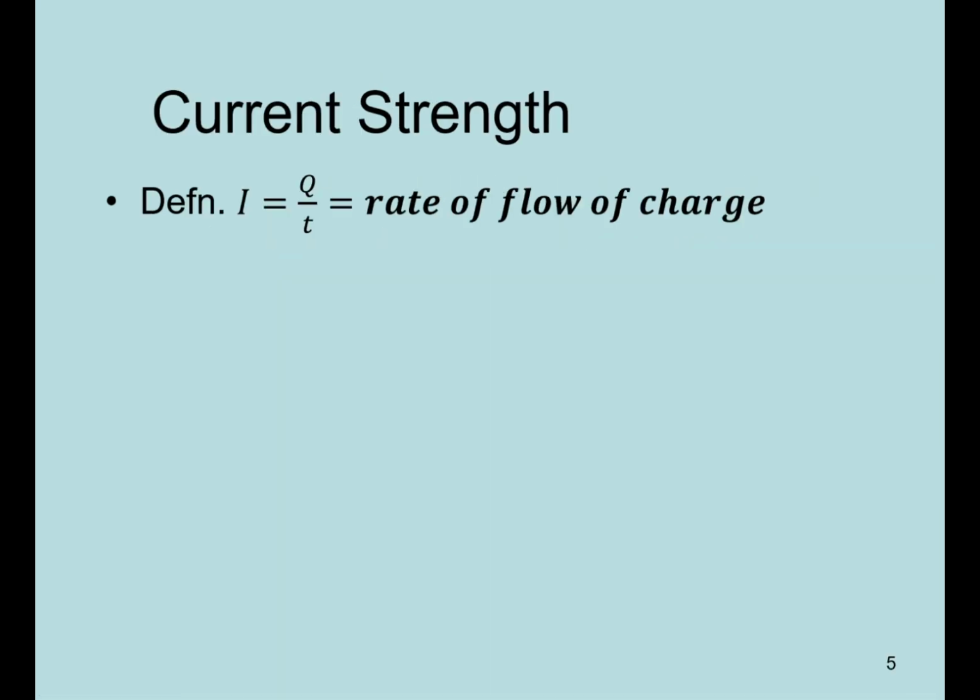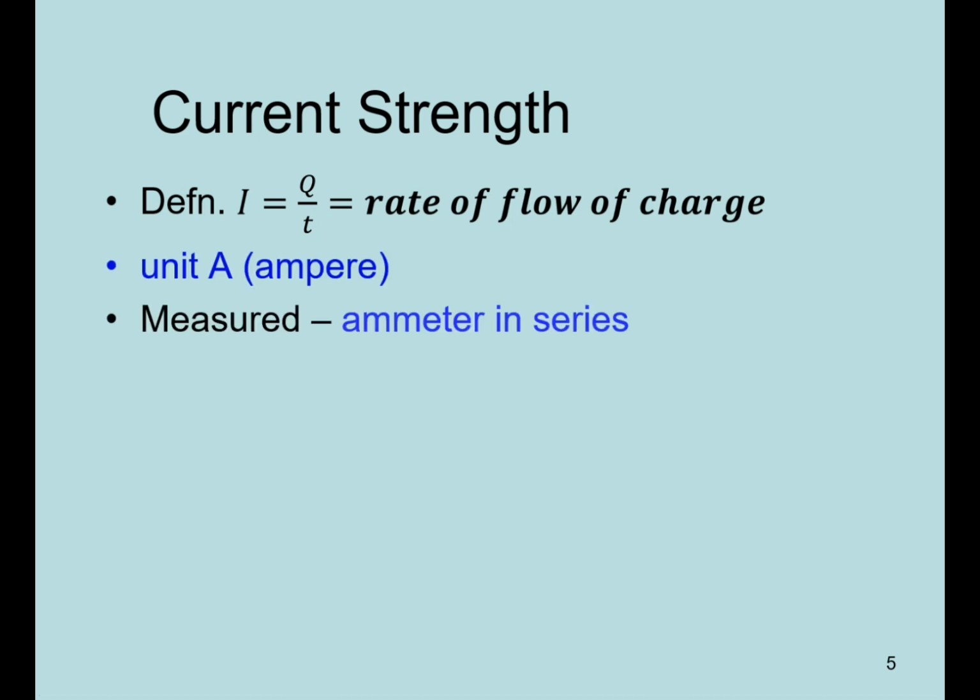Current strength is how quickly the charges are moving. The charges per second. Definition, the rate of flow of charge. It's measured in amps by an ammeter that's connected in series, and in metal conductors, it's electrons that flow.